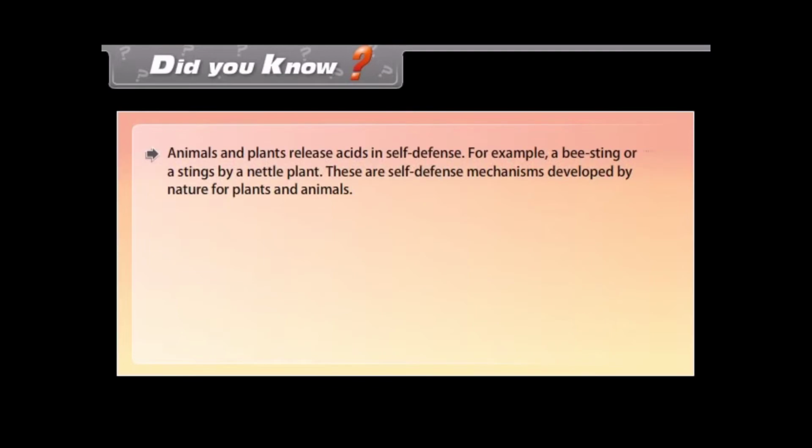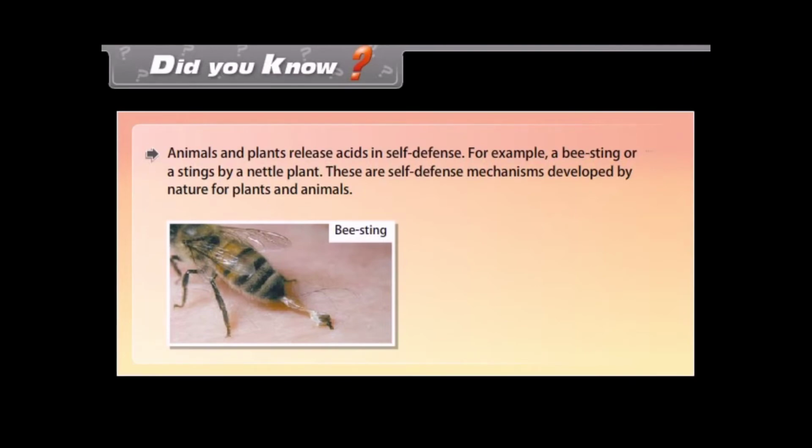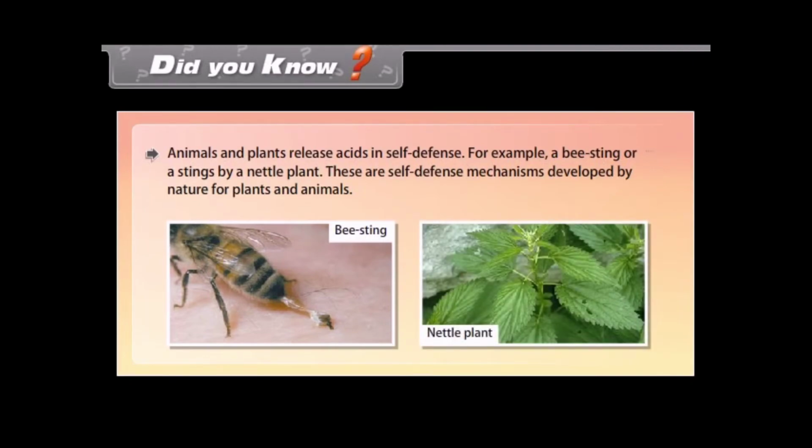Did you know? Animals and plants release acids in self-defense. For example, a bee sting and the sting of a nettle plant. These are self-defense mechanisms developed by nature for plants and animals.